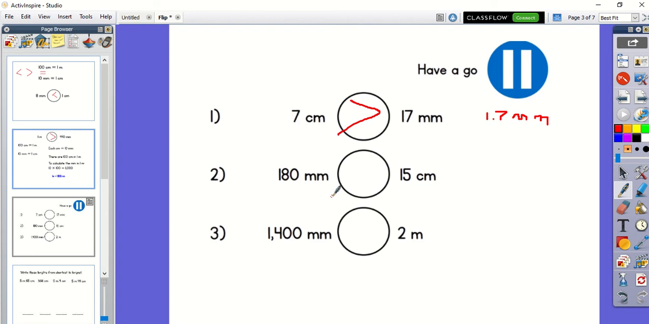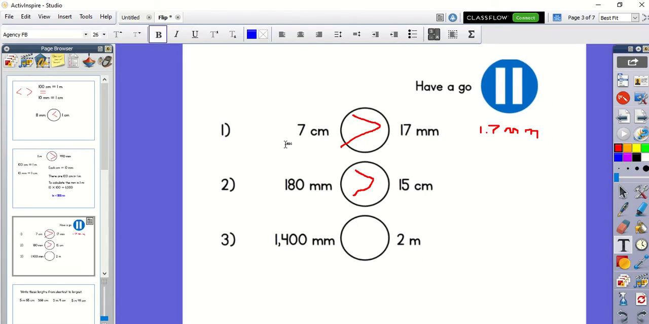I've got 180 millimeters and 15 centimeters. Well, let's divide 180 by 10 to get it into centimeters. So 180 divided by 10 is 18. So this time 180 millimeters was bigger than 15 centimeters, because that's equal to 18 centimeters.